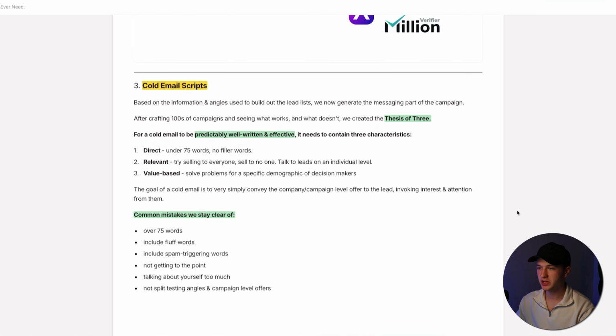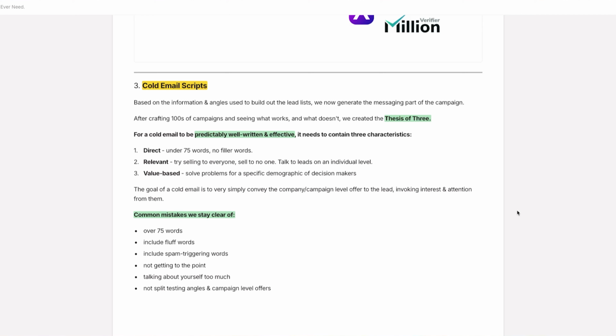Now, next are the cold email scripts. So based on the information and angles that you use to build out your lead lists, we now generate the messaging part of the campaign, which is very, very important. But sometimes people overcomplicate it way too much. And after crafting hundreds of campaigns to see what works and what doesn't, we created the thesis of 3.